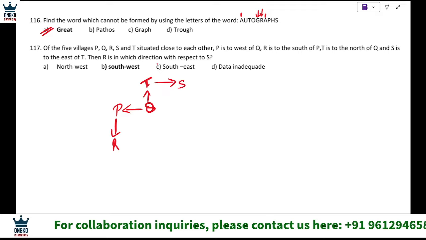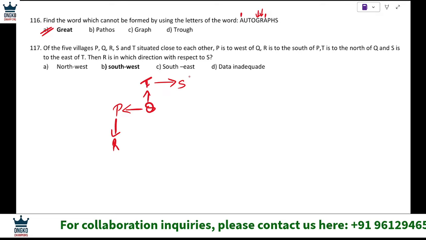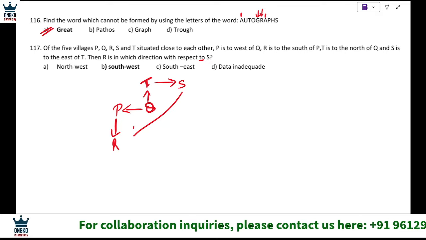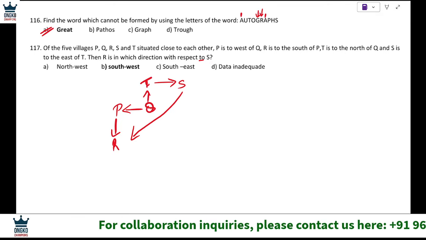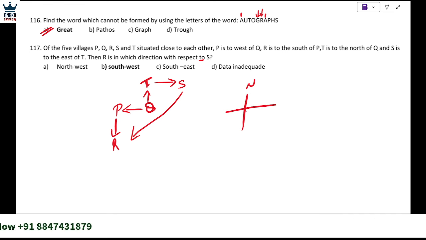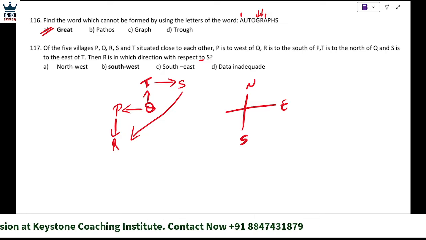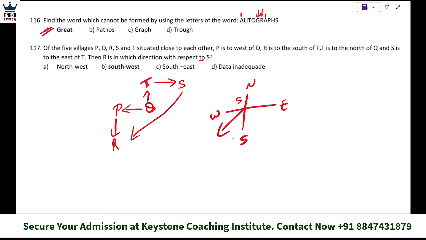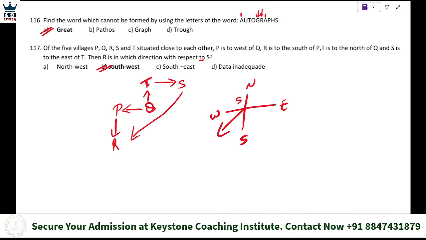Then R is in which direction with respect to S? Let's see, S is here. So from S, R is actually downside, south. Left side or no? See, north, south, east, west. So if S is here, you probably will keep southwest. Southwest is the answer.